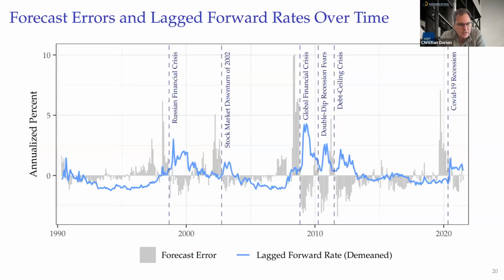May I jump in quickly? Mm-hmm. So over the period where you have an overlap, how does the magnitude of the errors compare to the magnitude of the errors you got from the surveys? So let me come back to that in just a second. They are in fact quite close, yeah.